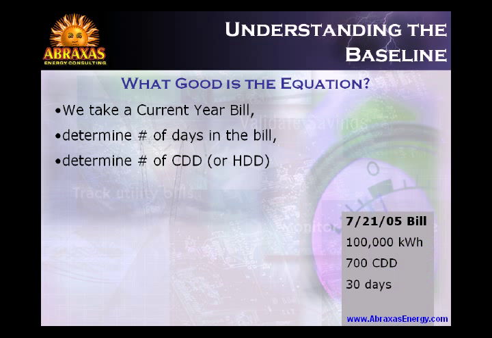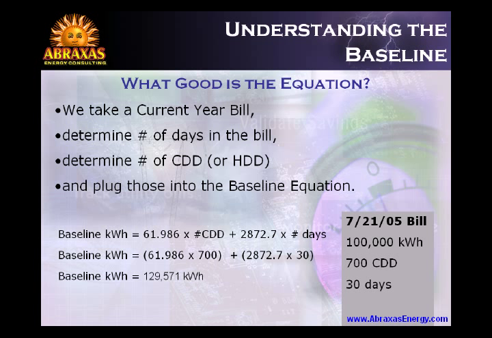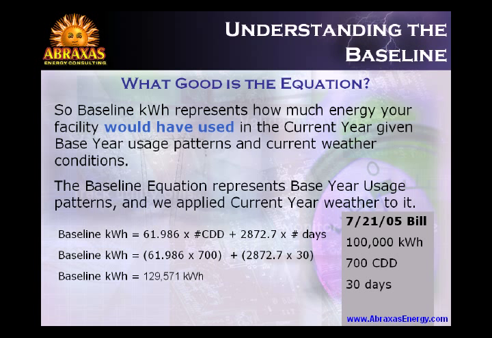Well, we can take a current year bill, determine the number of days in the bill, determine the number of cooling degree days or heating degree days, and then plug these values into the baseline equation. So we have our baseline equation, we plug the numbers in, and we get baseline kilowatt hours. So baseline kilowatt hours represents how much energy your facility would have used in the current year given base year usage patterns in current weather conditions. The baseline equation represents base year usage patterns, and we applied current year weather to it to determine baseline kilowatt hours.